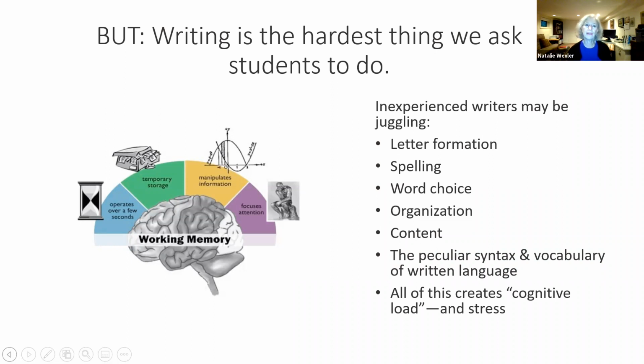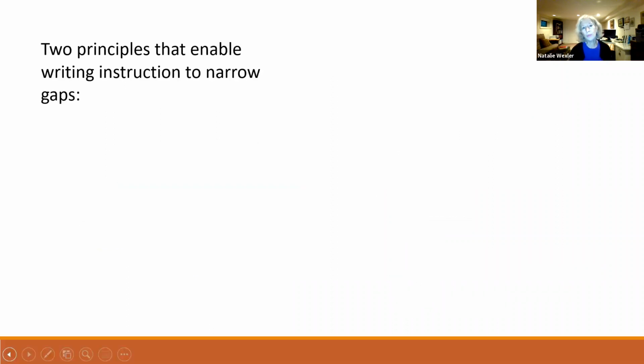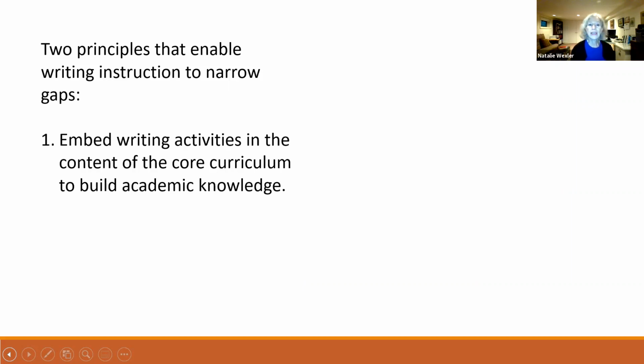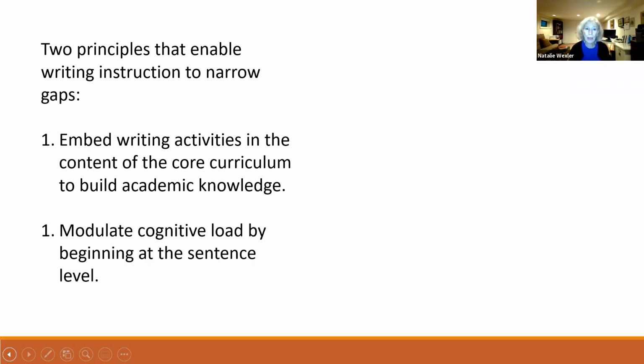So what can we do about this? Well, we have to observe two principles that enable writing instruction to narrow gaps. First, embed writing activities in the content of the core curriculum to build academic knowledge. So not just a personal essay about what you did last weekend, but write about what you're learning about. And secondly, modulate that cognitive load that writing imposes by beginning at the sentence level.